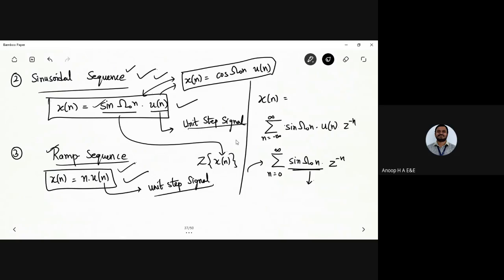We will stop here, and in the next class, if possible, I will discuss the sinusoidal sequence and also the ramp sequence in detail, how to obtain the Z transform of them, and we will solve a few simple numerical problems where the properties of Z transforms will be used exclusively.